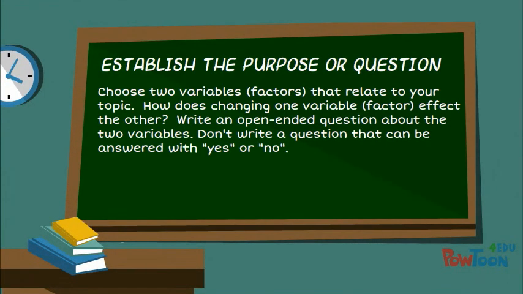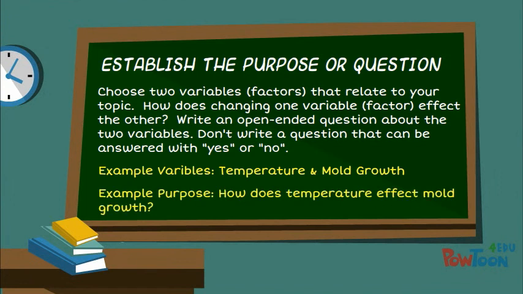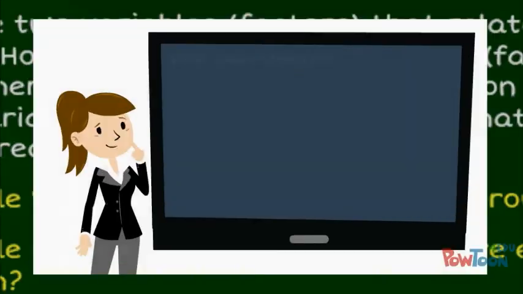To establish the purpose or question, choose two variables or factors that relate to your topic. How does changing one variable affect the other? Write an open-ended question about the two variables. Don't write a question that can be answered with yes or no. Our example variables will look at temperature and mold growth. Our purpose, how does temperature affect mold growth?